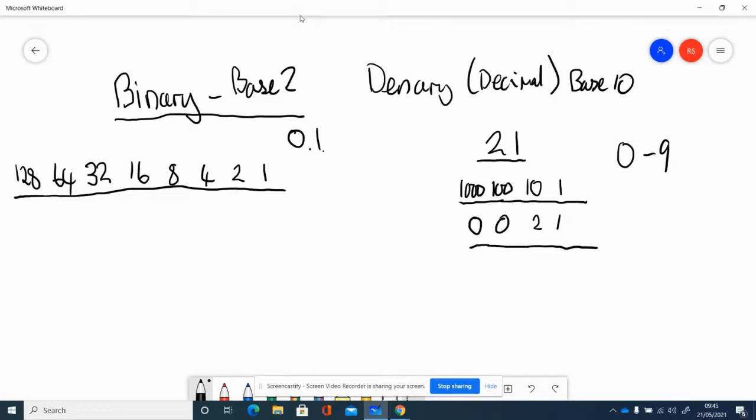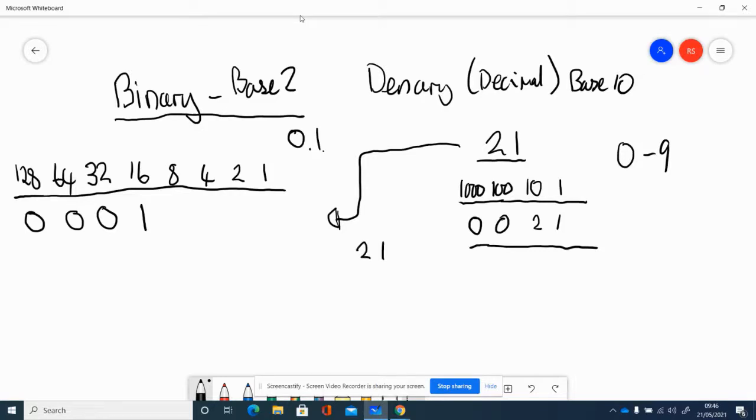If I wanted to represent that same 21 in binary, then just like I've got 0 in the thousands column and 0 in the hundreds column, I'm going to start on this side and say that there are no 128s or 64s or 32s that go into 21. But 16 does. So I can have a 16, and that's going to leave me 5 left.